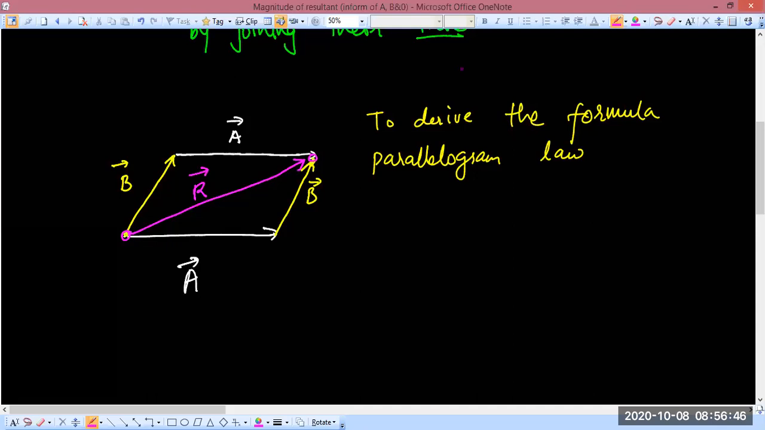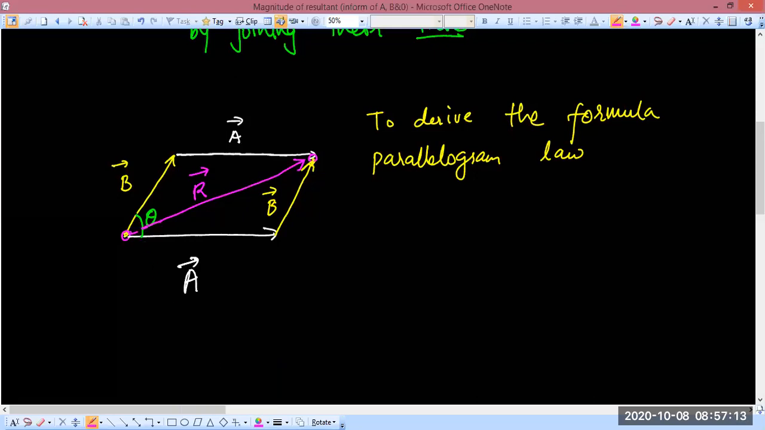Okay. B is correctly written, I'm just writing on this side. So we are saying that the angle is theta. Which angle is theta? Between A and B is theta. Angle between A and B is theta.